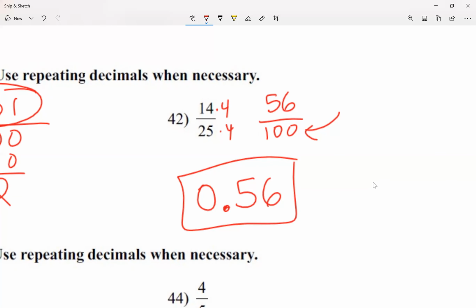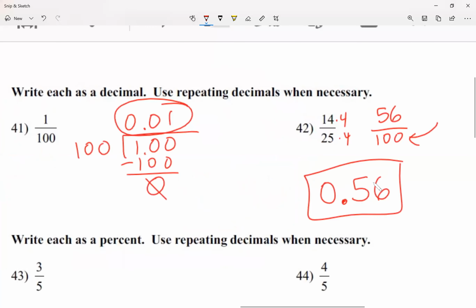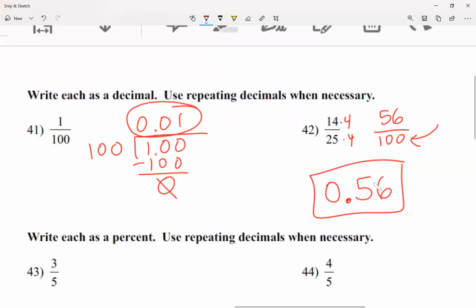And again, the number at the bottom tells me how many decimal places. I guess this method was easier for number 41. We could have just written the 1 and then made sure we have 2 decimal places. And there you go.